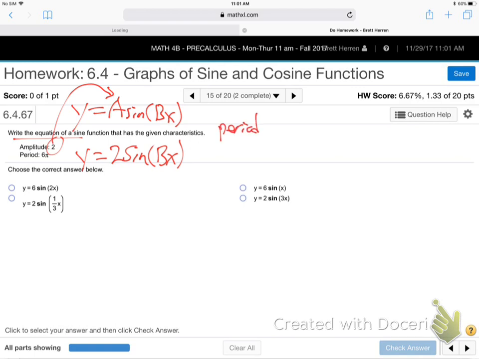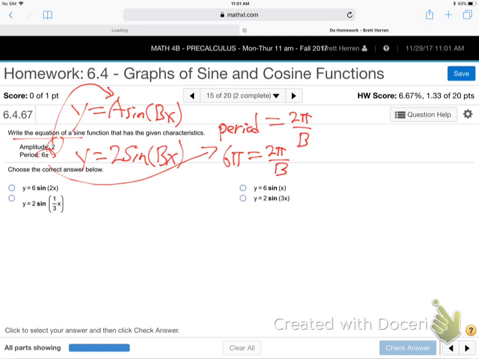The other formula is period equals 2 pi over b, huh? Period's 2 pi over b. And what is the period? Well, it tells us right here, 6 pi. So 6 pi is 2 pi over b. Everybody good with that? Yeah.